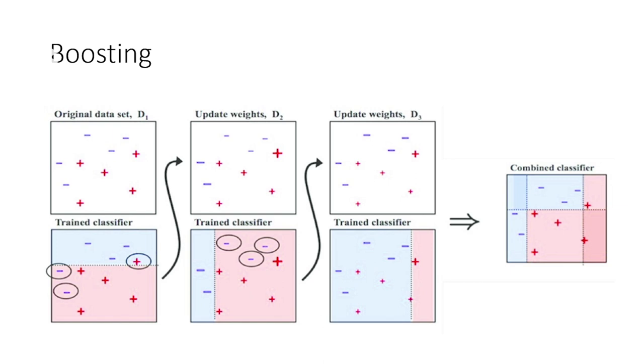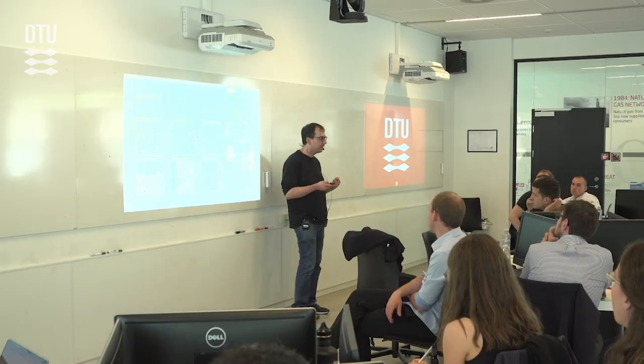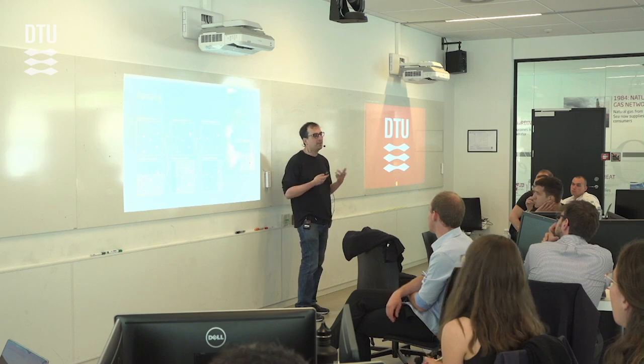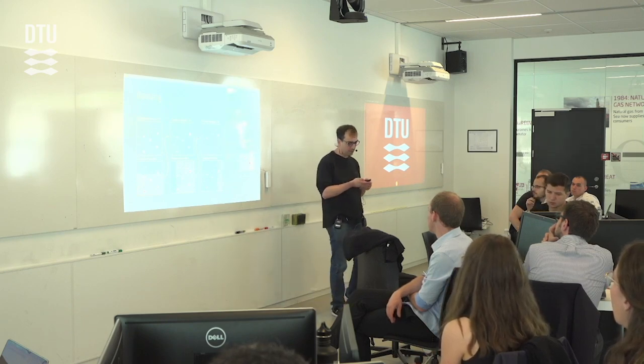So now you train another classifier, and now you have some other mistakes. So you return this to the previous size, and you make that smaller, but now you have to make this bigger, and eventually you make another classifier, and you combine all of them together. So this is known as boosting. It's an approach where you reweigh your data to make tougher data points look more significant.